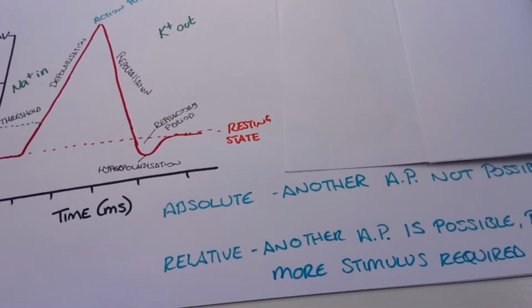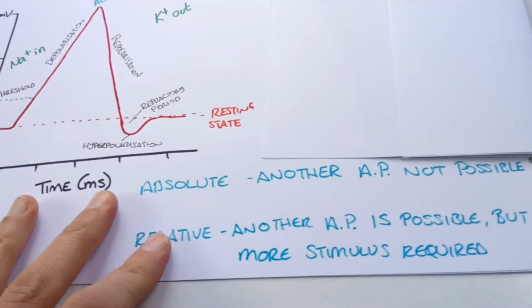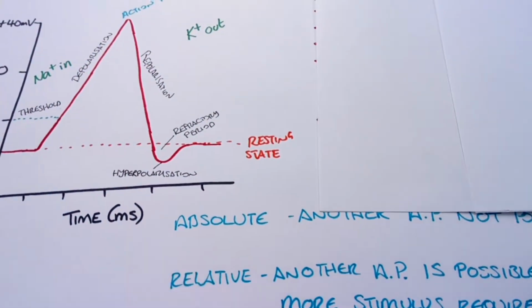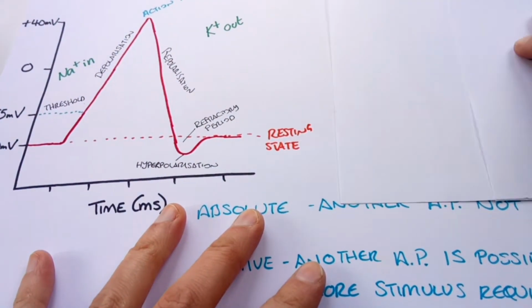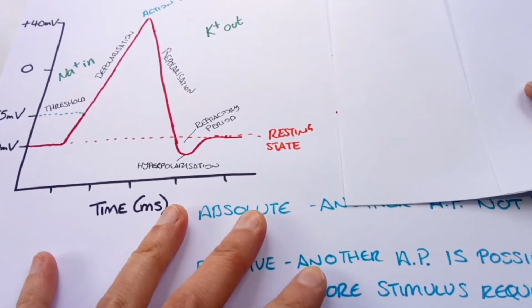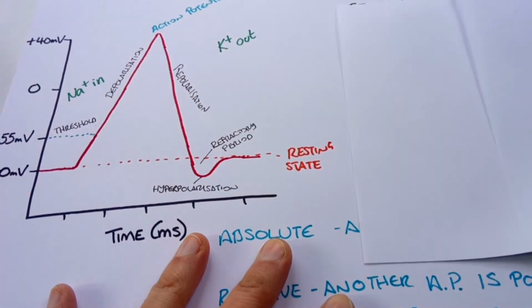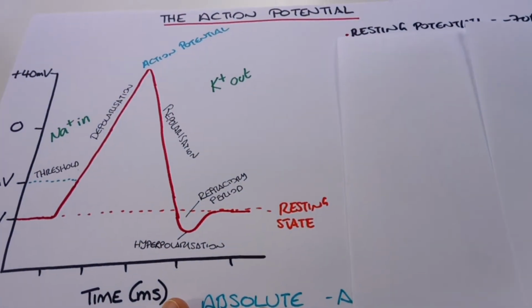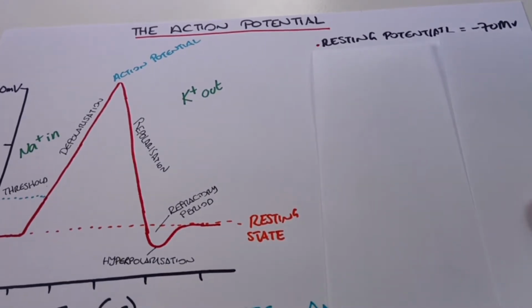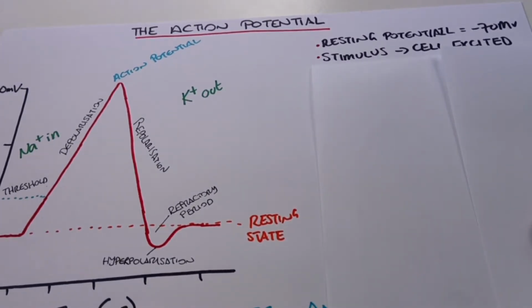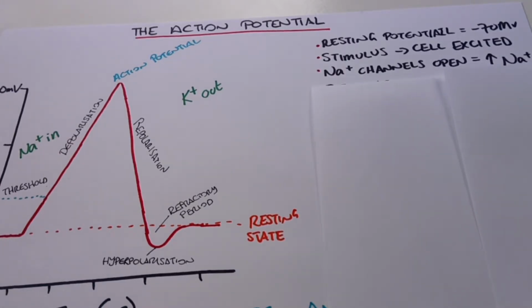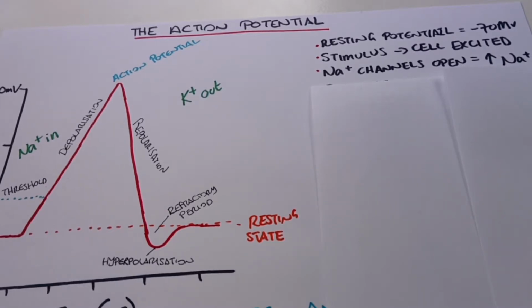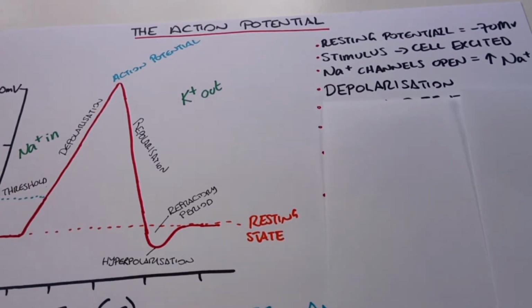Okay, so that's that. So we're just going to run through this again. So this graph again. I put some bullet points down so you can see the graph, good. Right, so what happens? Our resting potential, minus 70 millivolts. Stimulus occurs, the cell gets excited. Sodium channels open, influx of sodium into the cell. Depolarization, so it's becoming less negatively charged.